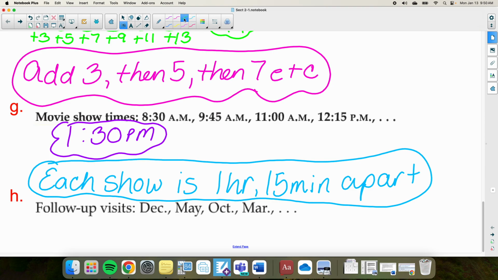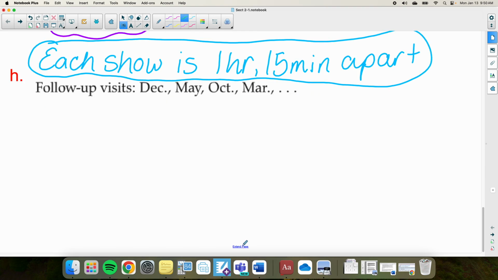All right, now if we look here, it says December, May, October, March. How many months between December and May is it? 5. It's 5. So if you went January, February, March, April, May, and then May to October is also going to be 5. October to March is 5. What's 5 months after March? April, May, June, July, August, right? So the first answer is going to be August.